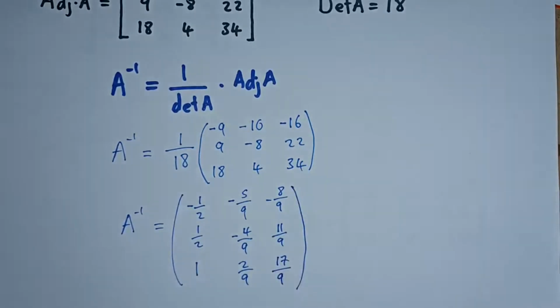So this is the inverse matrix by using the cofactor method. Of course, there are other methods you can use, like row operations, but this is how I use the cofactor method for finding the determinant, the inverse of a 3 by 3.